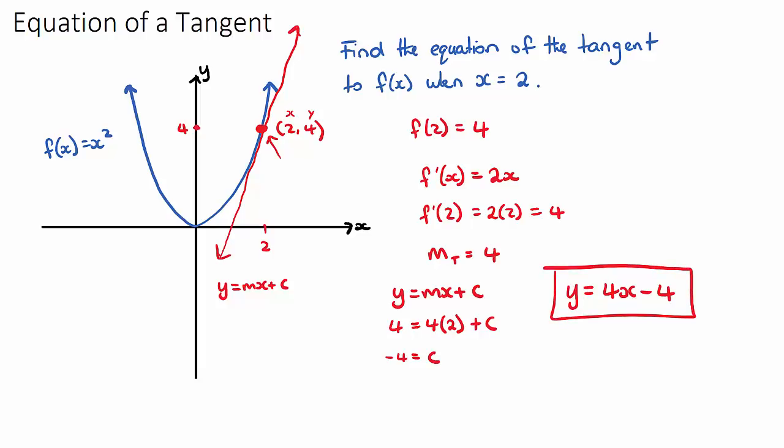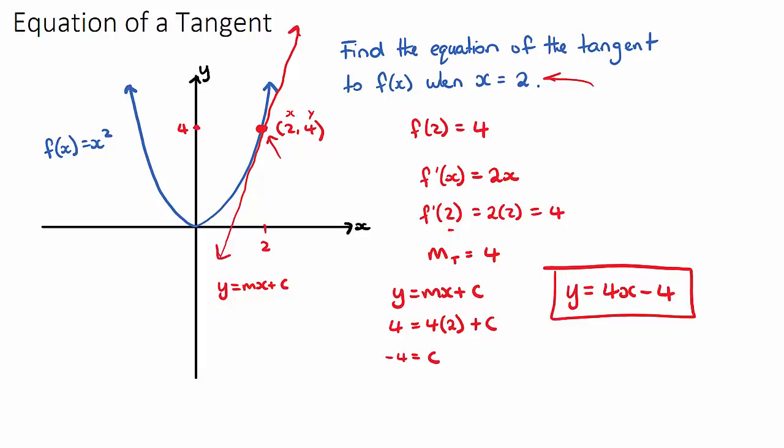Okay, so that's the process of finding the equation of a tangent. What we need is an x and a y point. To find the y point, if it's not given in the question, we sub the x point into our original function to find the y point. And once we have that, all we need is the slope at that point, and that's why we use the first derivative and sub in the x point here.